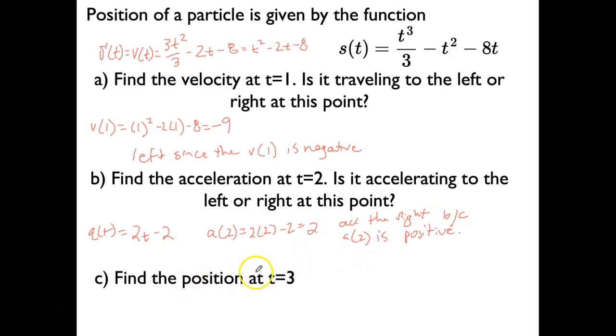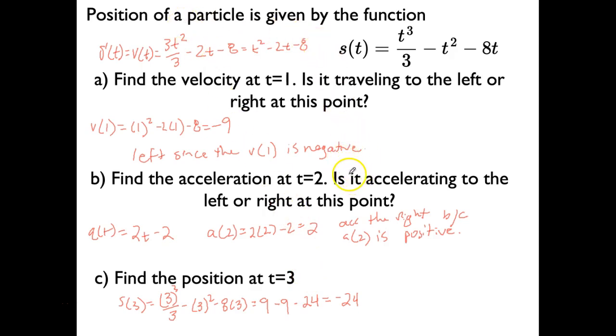Okay, find the position at 3. Well, if it just wants to know the position, that's our original function. It wants to know it at 3, so we're just going to plug in 3. So s of 3 is equal to 3 cubed over 3 minus 3 squared minus 8 times 3, which would give us 27 over 3, which is 9, minus 9 minus 24. And these two would cancel each other out, leaving us with negative 24. So I know that the particle is at a negative position from where it had originally begun at time equals 3.